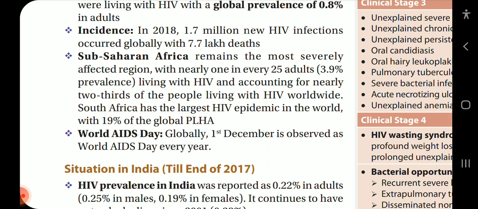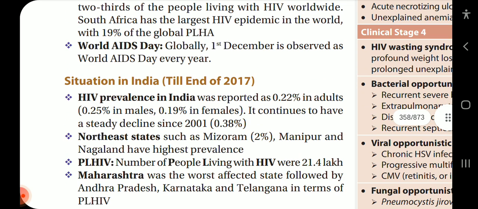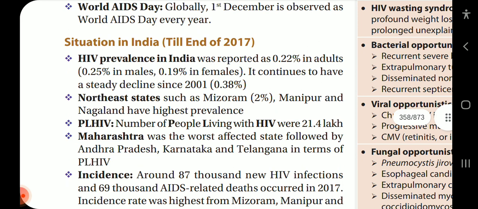South Africa has the highest number of people living with HIV in the world, 7.5 million, whereas Eswatini has the highest prevalence in the world, 27%. World AIDS Day: globally, 1st December is observed as World AIDS Day every year. Situation in India till the end of 2021.